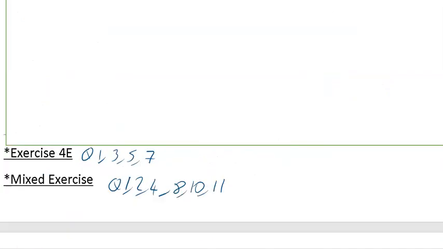That is us done with our notes on roots of polynomials for A-level further mathematics. So the questions you're able to do now: exercise 4E, questions 1, 3, 5, and 7, and then the mixed exercise, questions 1, 2, 4, 8, 10, and 11. There are more questions available from another book, which I've uploaded onto Google Classroom as well. But if you work through these and you're happy with these, I am happy that you are confident on these questions.